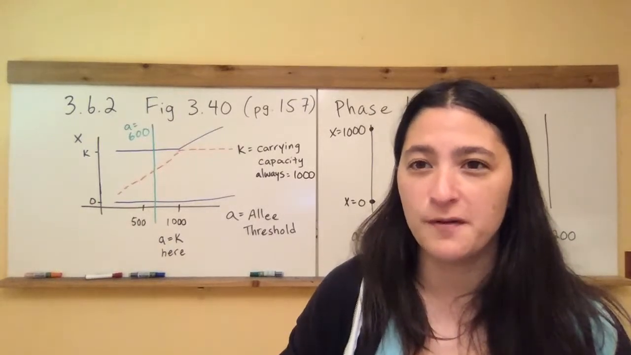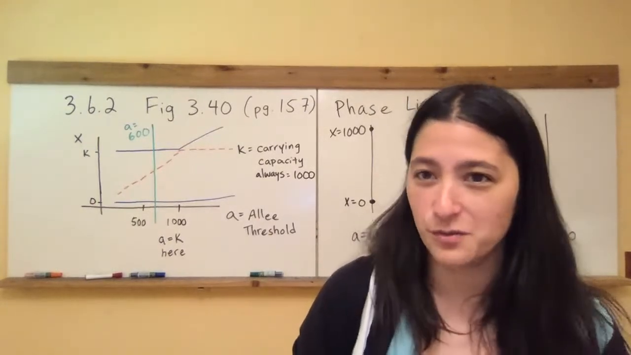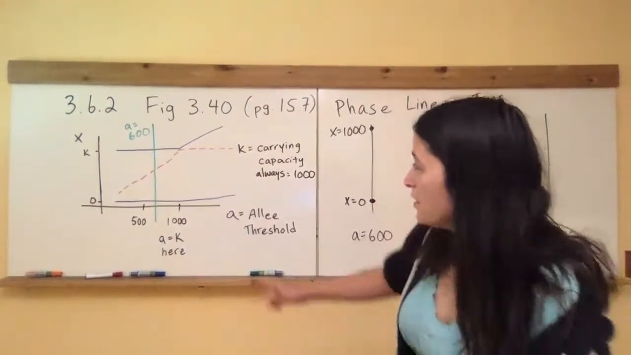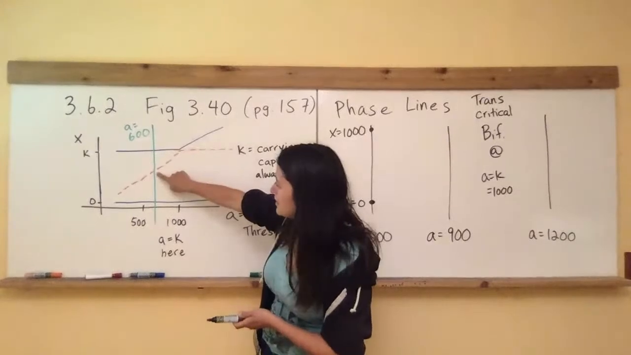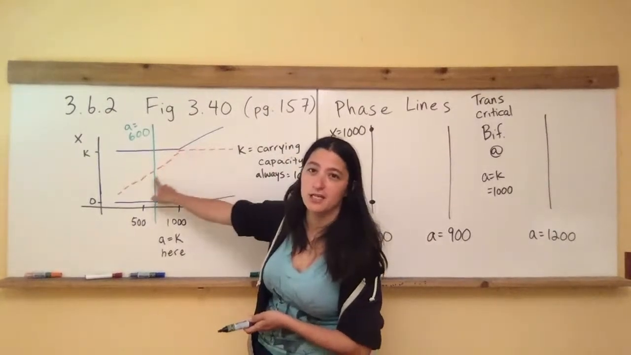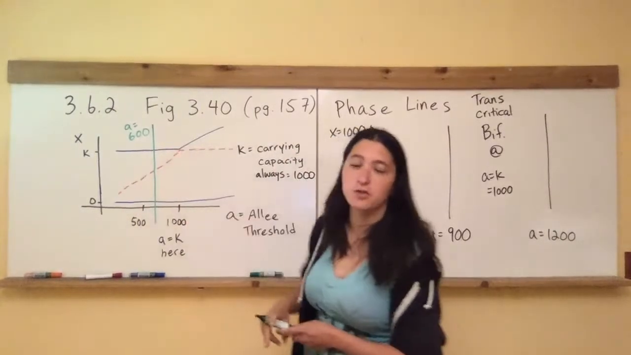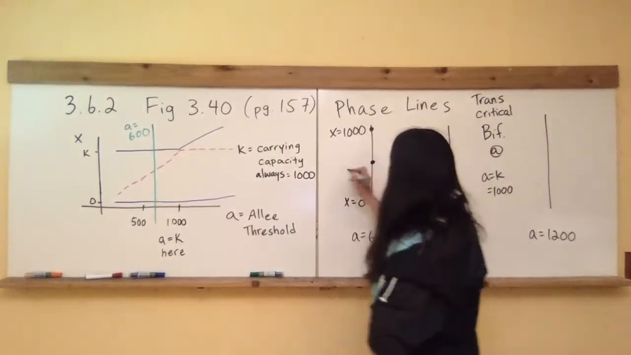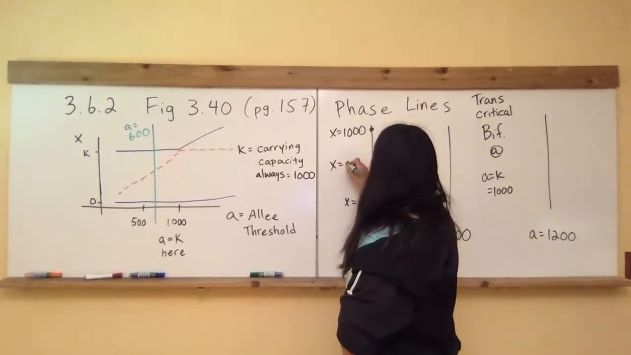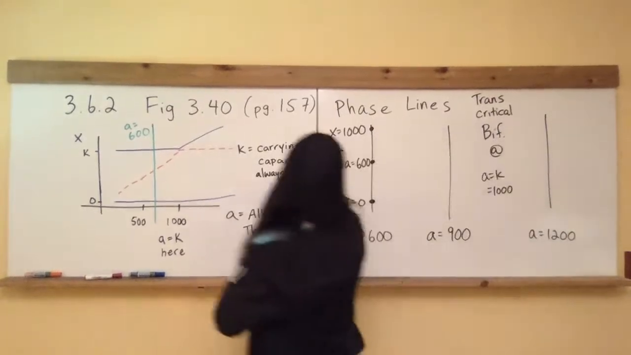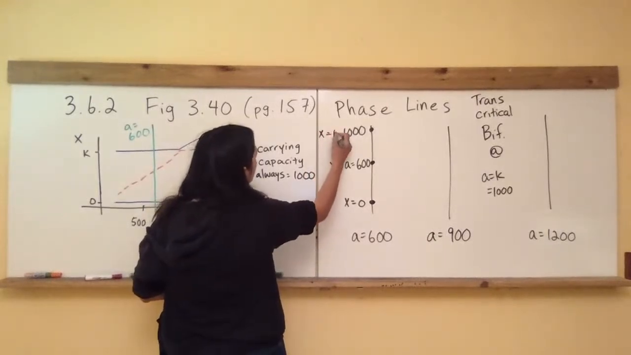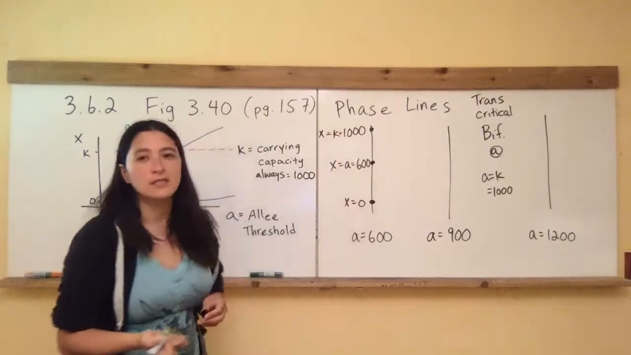And because we know that A is equal to 600, which is what I see somebody entering in the chat, because we know that A is equal to 600 and that this red dotted line is describing the equilibrium value at A, then we know that there's another value right here, which is X is equal to A, which is equal to 600, right? And this one is X is equal to K, which is equal to 1,000.